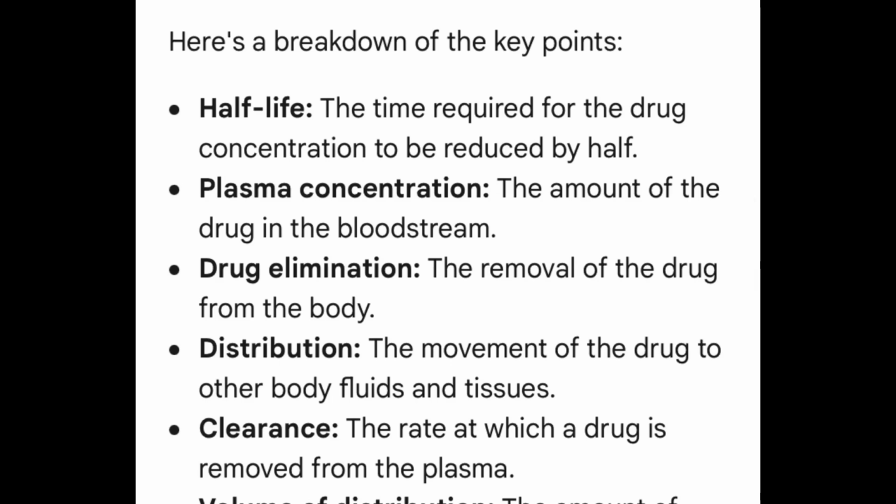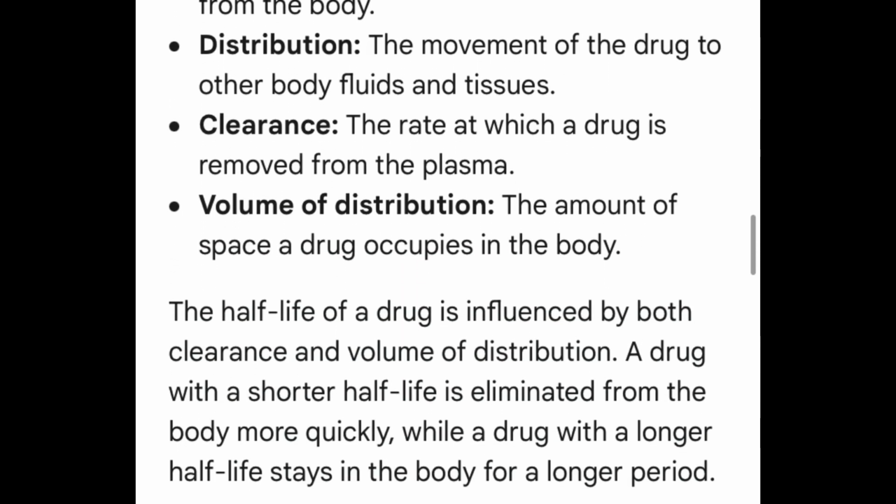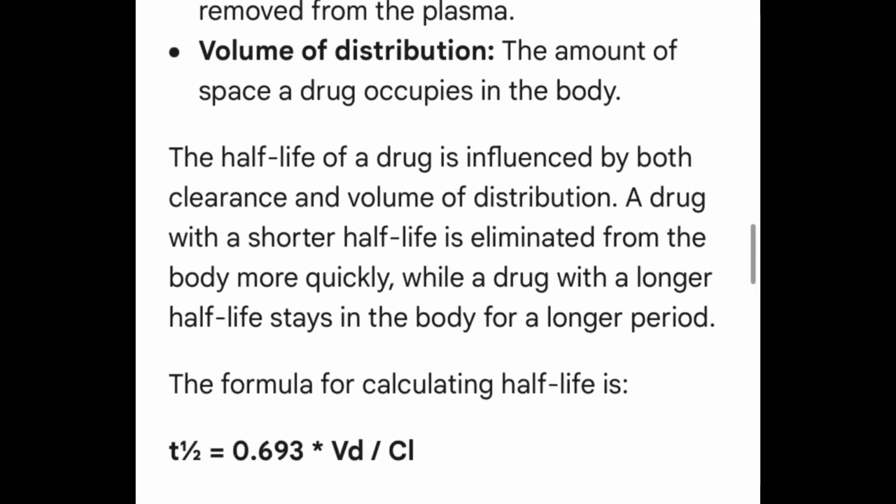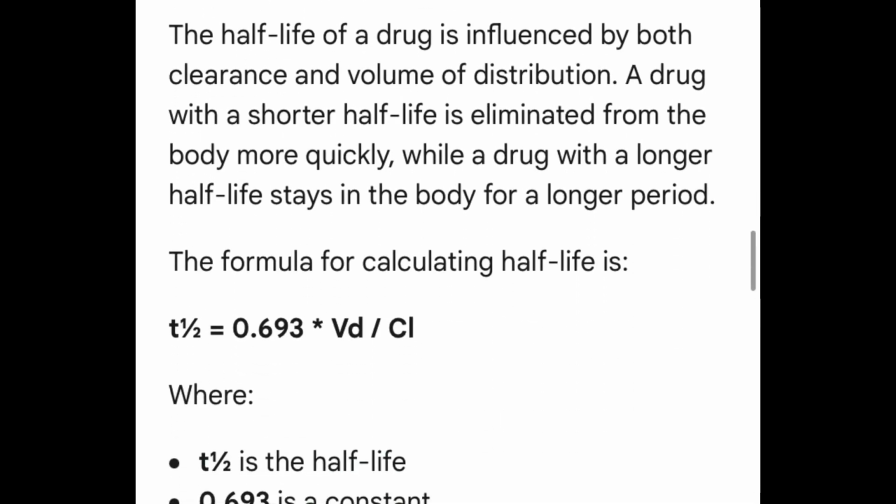Half-life, the time required for the drug concentration to be reduced by half. Plasma concentration, the amount of the drug in the bloodstream. Drug elimination, the removal of the drug from the body. Distribution, the movement of the drug to other body fluids and tissues. Clearance, the rate at which a drug is removed from the plasma. Volume of distribution, the amount of space a drug occupies in the body. The half-life of a drug is influenced by both clearance and volume of distribution.